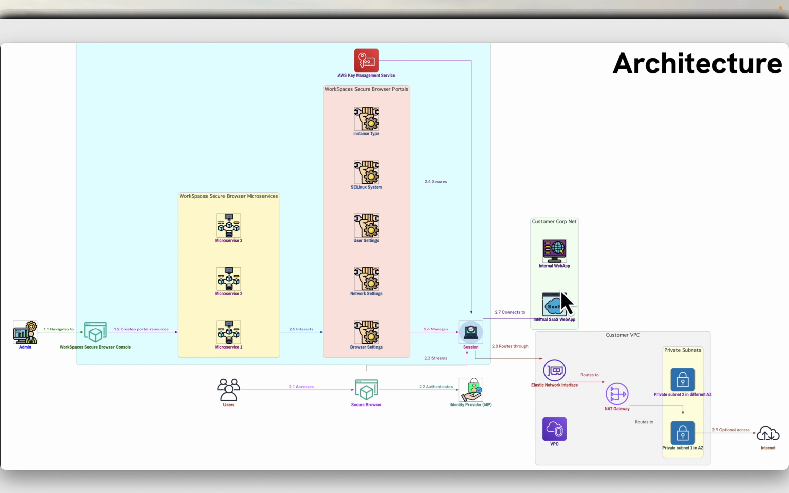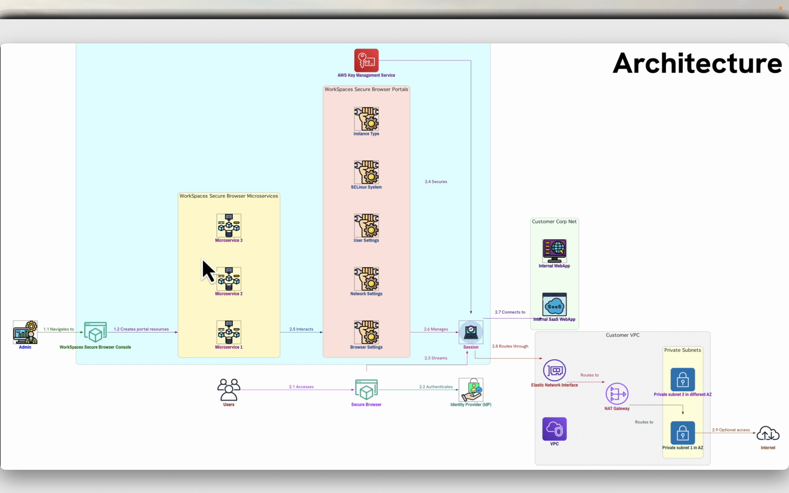So what you have configured could be a customer corporate network, like an internal web app or SaaS web application, and this will be routed through the Elastic Network Interfaces, ENI, and your application could be hosted on private subnets. The traffic is routed through ENI, and internet access is optional. In case some application needs access to the internet, you can enable it. So this is optional access. This is how our typical architecture looks.